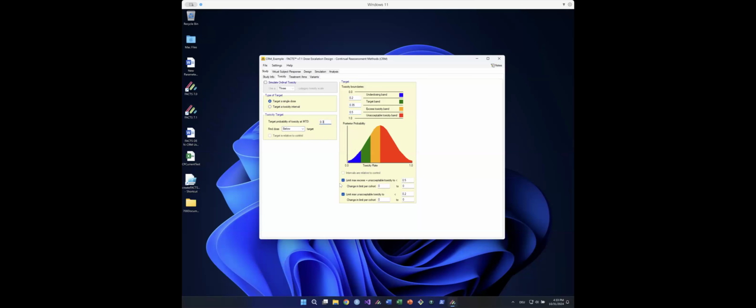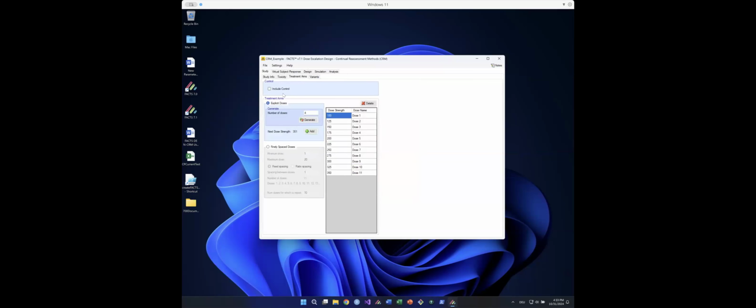I've specified my escalation with overdose control, as mentioned above. So I don't want to allocate to any dose level where the probability that this dose has excess or unacceptable toxicity is larger than 50%. And I don't want to allocate to any dose for which the probability of unacceptable toxicity is larger than 20%. These are just some safeguards to not assign too high doses to patients.